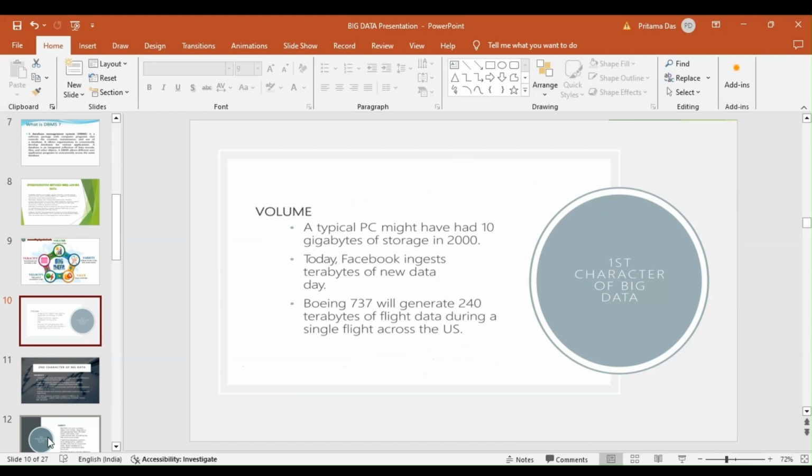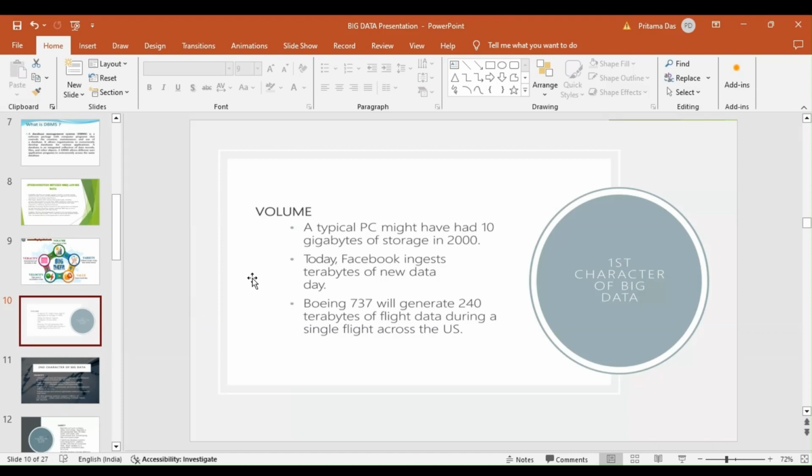So, the first V is volume. What do you mean by volume? Volume means big data involves vast quantities of data that exceed the capacity of conventional database and storage systems. This data ranges from terabytes to petabytes or even exabytes.